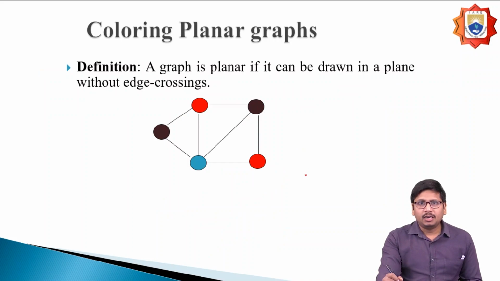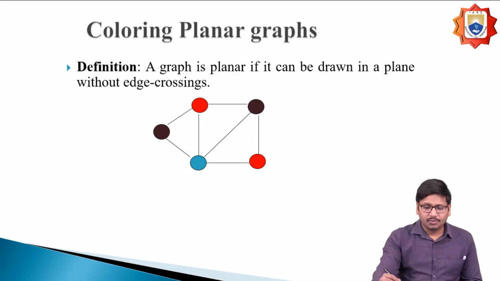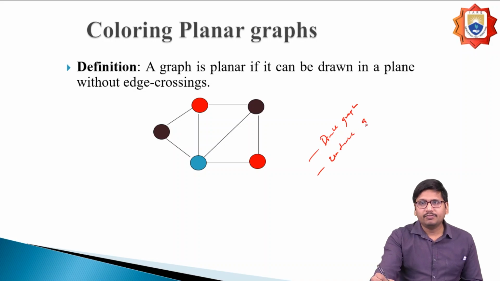And coloring planar graphs. A graph is said to be planar if it can be drawn in a plane without edge crossings. So, a graph is planar if I can draw it in a plane without edge crossing. There are different types of graph: previously I mentioned directed graph, undirected graph, and weighted graph.